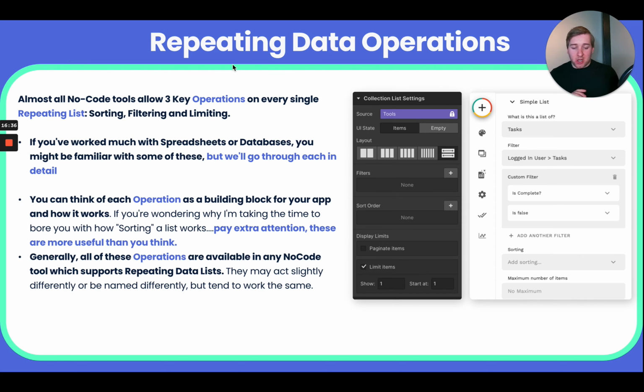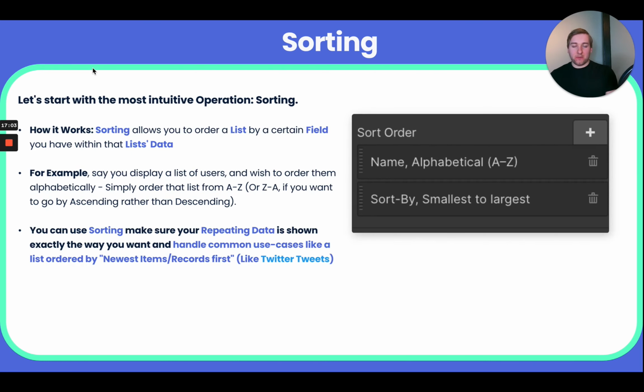And on the right here, I've put a couple of examples of how they look. On Webflow, you can see we've got filters or filtering, sort order or sorting, the limits, and paginate, which I'll talk about later on as well. Similarly with Dalo, it looks a bit different, but it's the same thing. What's this a list of? Filter it, custom filter, sort it, maximum number of items, which is a fancy way of saying limit. So let's go through these one by one.